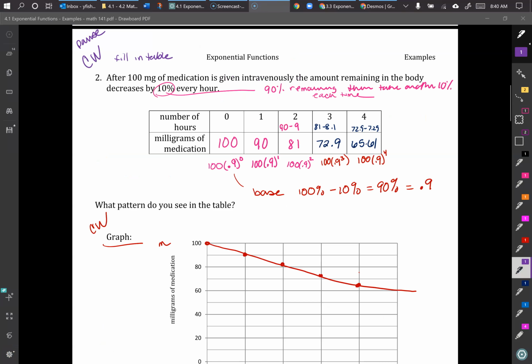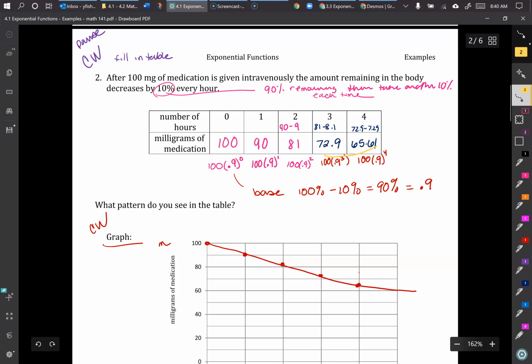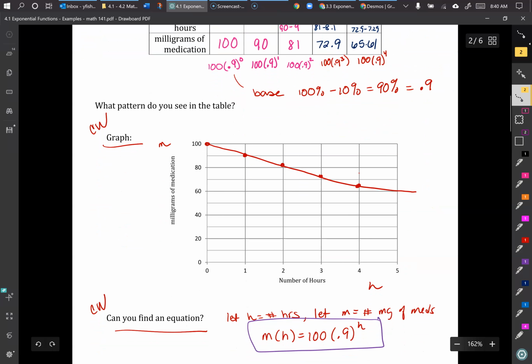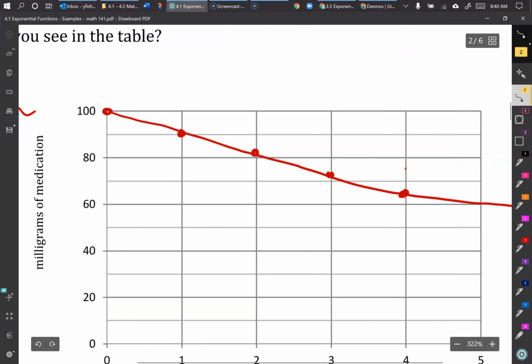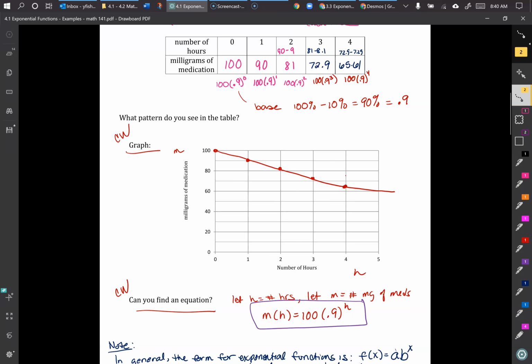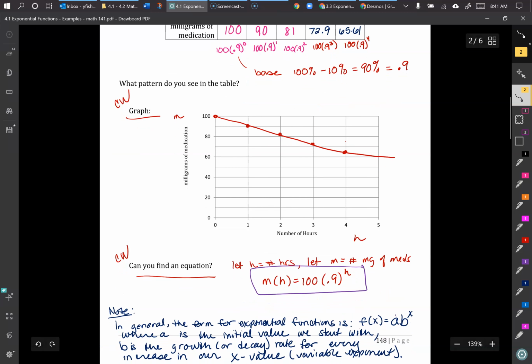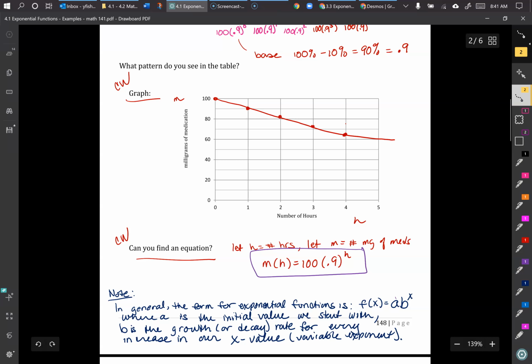Okay, so here are the answers. I filled in the rest of the table. Notice the pattern: you're multiplying by factors of 0.9 each time. We talked about this base and how that works. Plugging in those points, we get something that almost looks linear, especially if I stretch it out, so be aware of that when you're zooming. For the equation, or function, I declare my variables, and I get m of h equals 100 times 0.9 to the h.